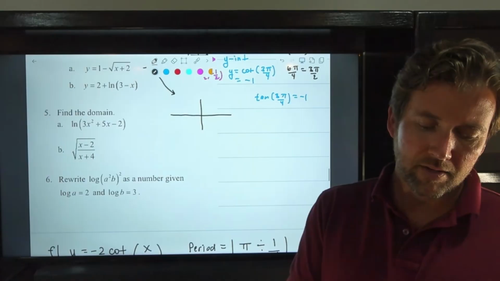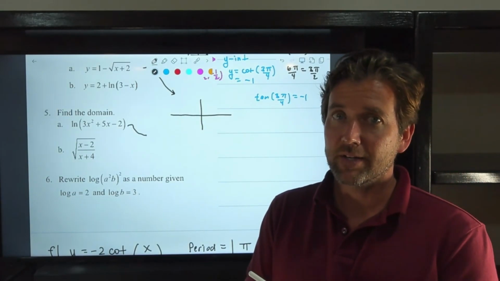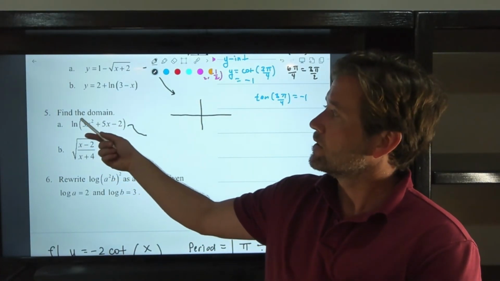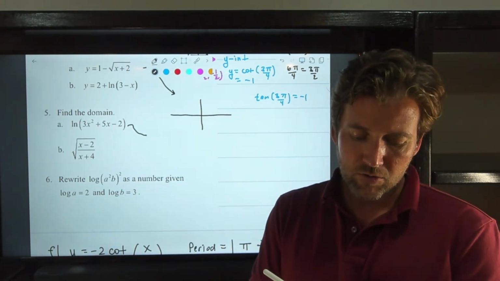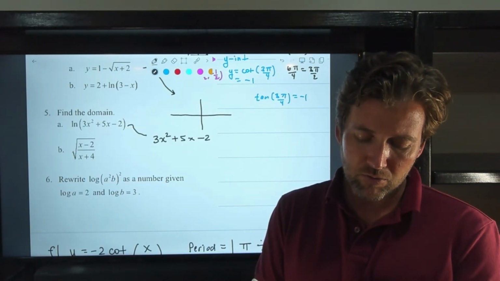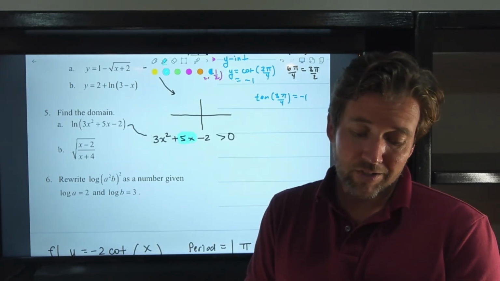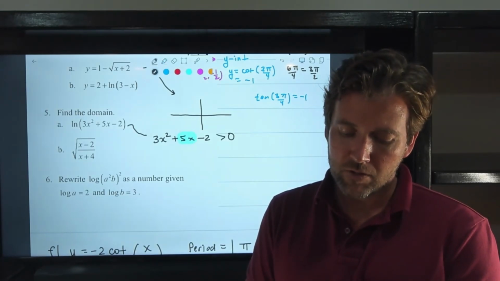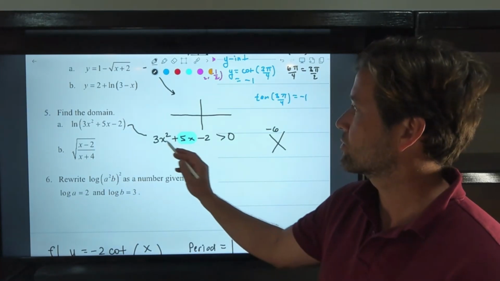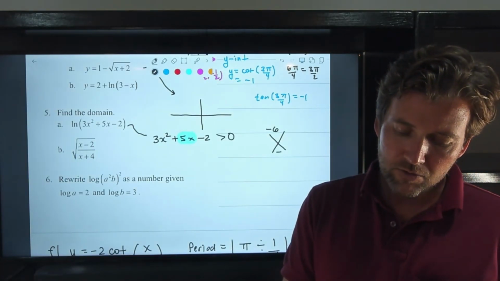All right, domain. The natural log of 0 is undefined, so we don't want this argument to be 0. The natural log of a negative is undefined, so we need 3x squared plus 5x minus 2 to be positive. I just factor this using deductive reasoning, but I'm going to show you the diamond method. What number is multiplied at negative 6? I get that from 3 times negative 2, and add to 5x.